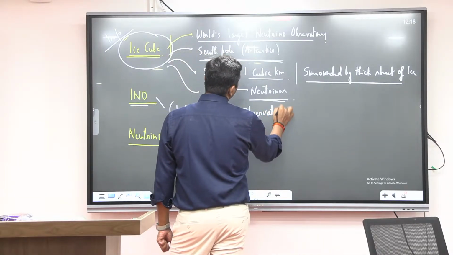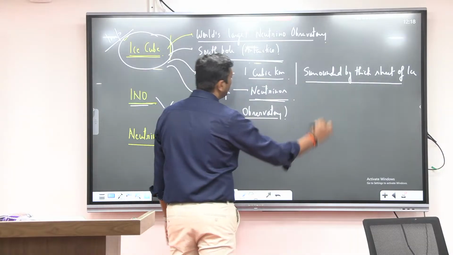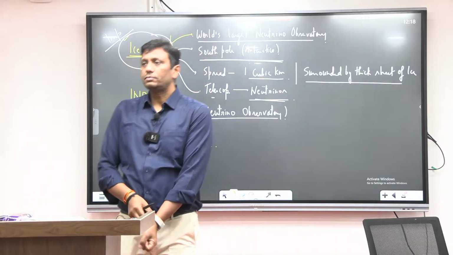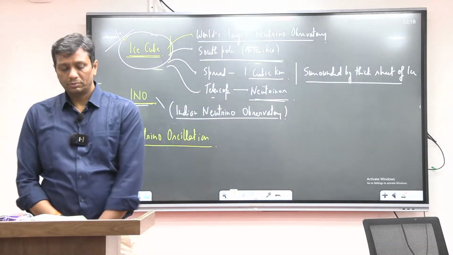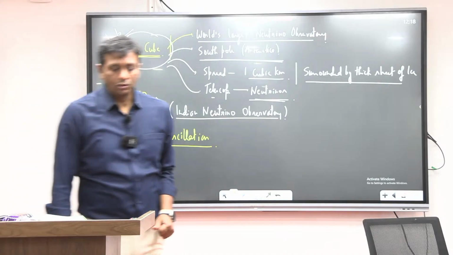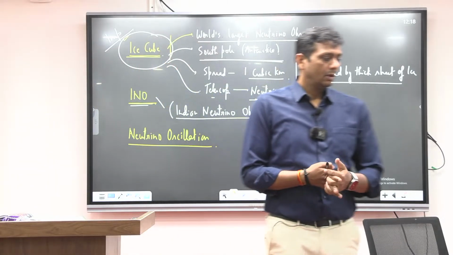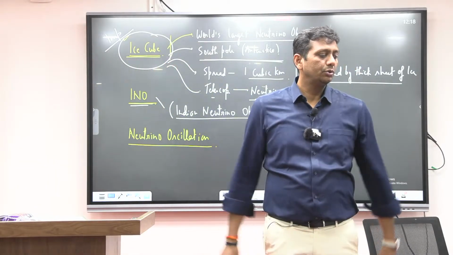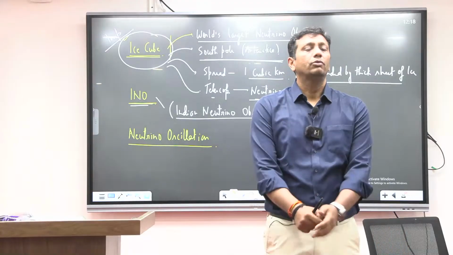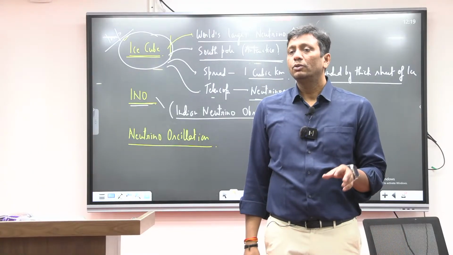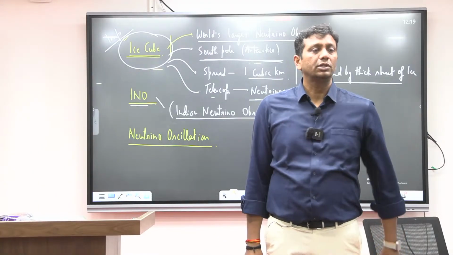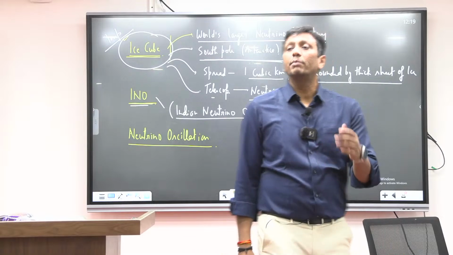This is what? Indian Neutrino Observatory. So what is INO? Indian Neutrino Observatory. INO is what? Indian Neutrino Observatory. So it's a neutrino observatory that India is going to develop. Sir, it is still not developed? No, it is in the developing phase.